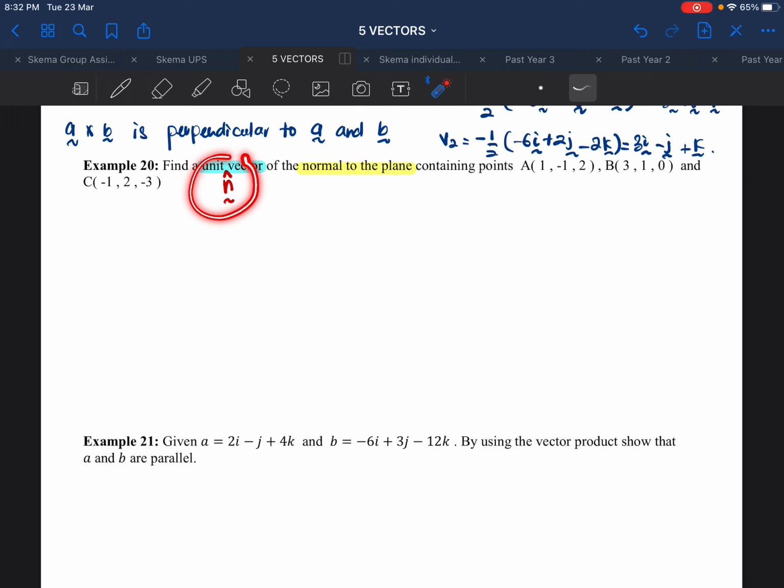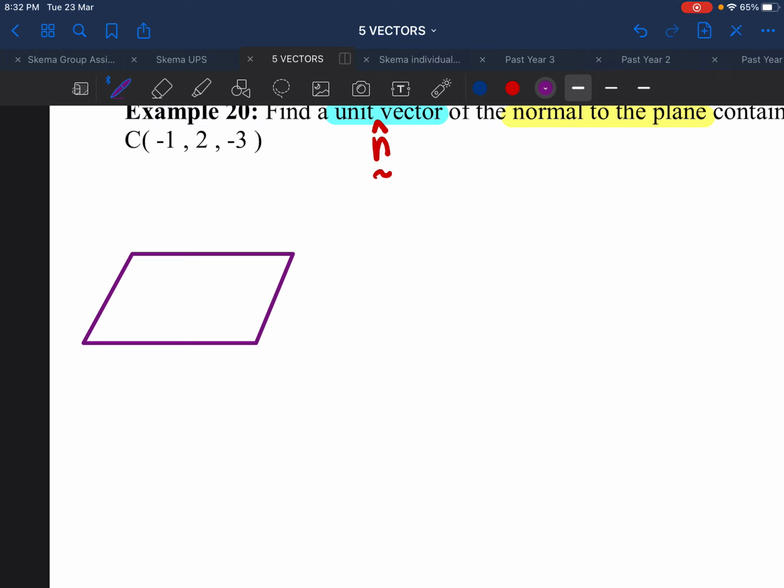So kita kena cari normal dia. So kita lukis lah. Kita lukis dulu, kita ada plane. Okay, kita ada plane. And then zoom sikit. Kita ada point A. Let's say point A. And kita ada point B. Contohlah, sinilah point A. Ini point B. Ini point C kita.